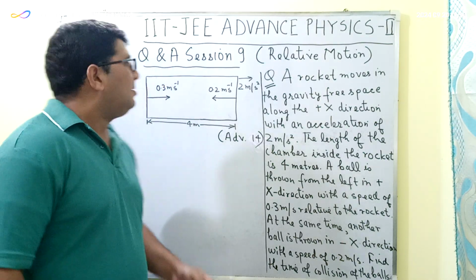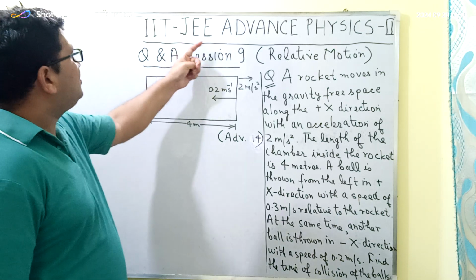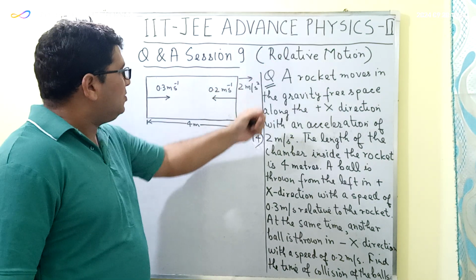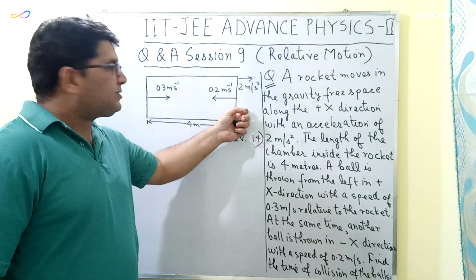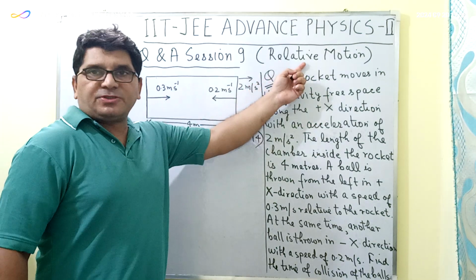Good evening, everyone. Welcome to session number 9 from the playlist of JEE Advanced Part 2. And this is the first session from the chapter of motion in a straight line. The topic is relative motion.